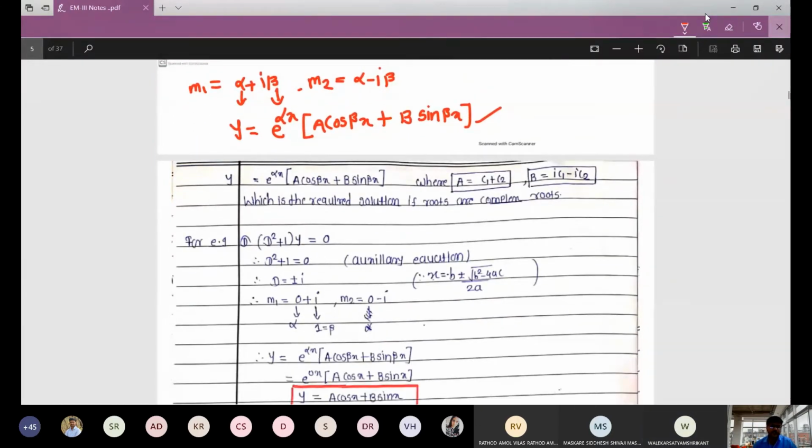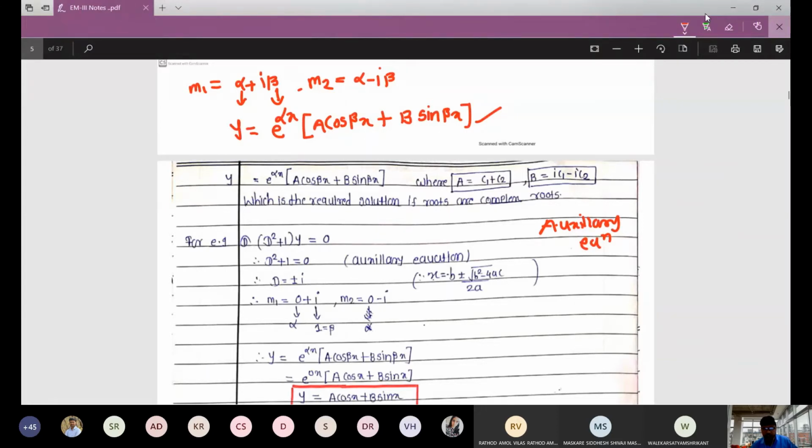So consider this example, (D square plus 1) y equal to 0. Our process is very simple. What is the process? You have to consider the auxiliary equation. So what is the auxiliary equation here? We can see D square plus 1 equal to 0. This is the auxiliary equation. Now let us find out the roots.